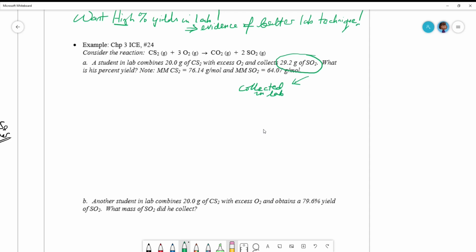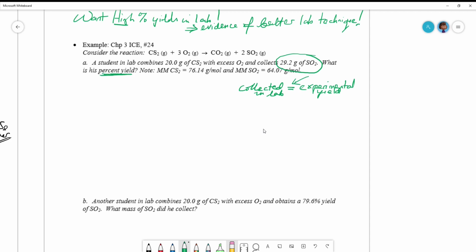Now, if this is the amount of SO2 collected in lab, what does this quantity represent? Well, it represents the experimental yield of product. So the problem gives us the experimental yield of product. Now, our goal is to get the percent yield.